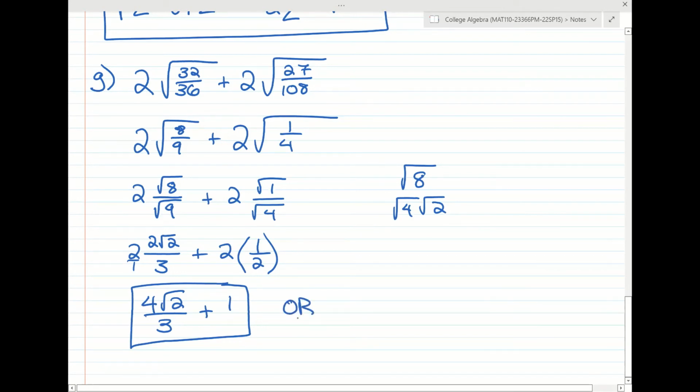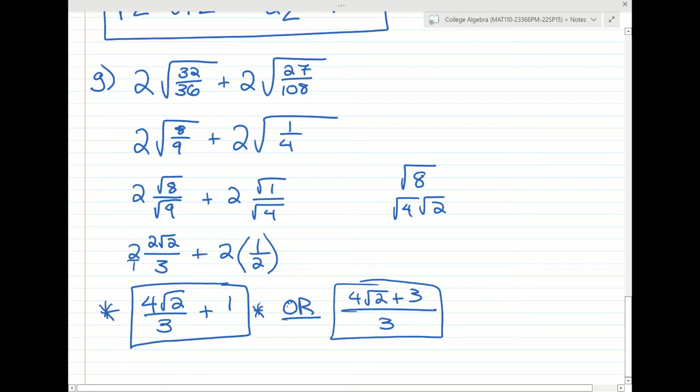You could also get a common denominator if you wanted, to write the 1 as 3 over 3 and say this is 4 root 2 plus 3 over 3, if you just got a common denominator. This is fine for me. Wanted to do a couple more of these. They look a little complicated to get started, but after a couple steps, they're just easy.